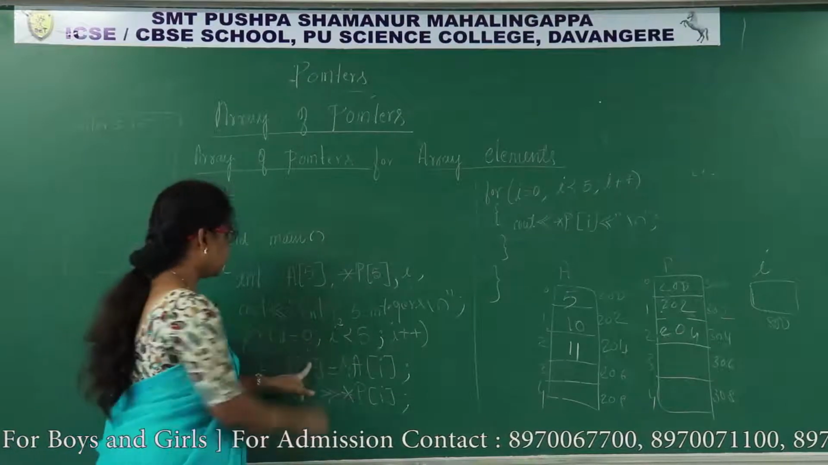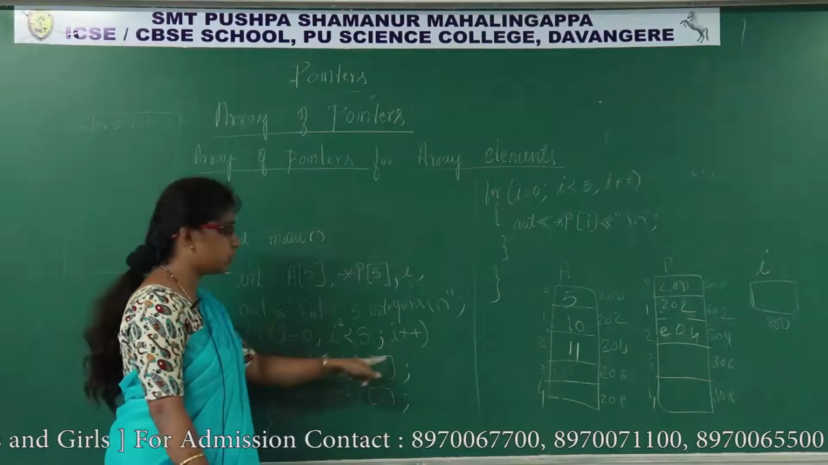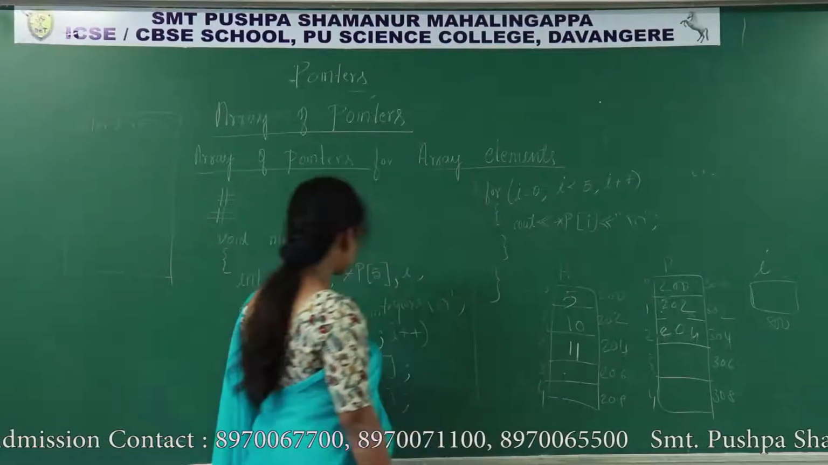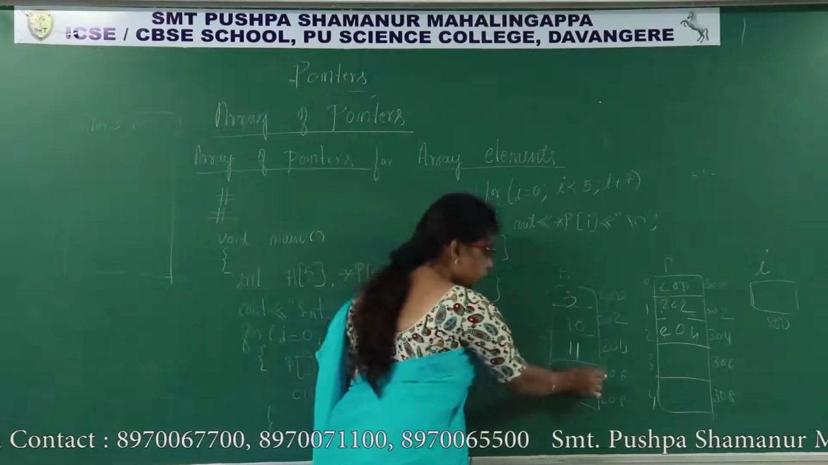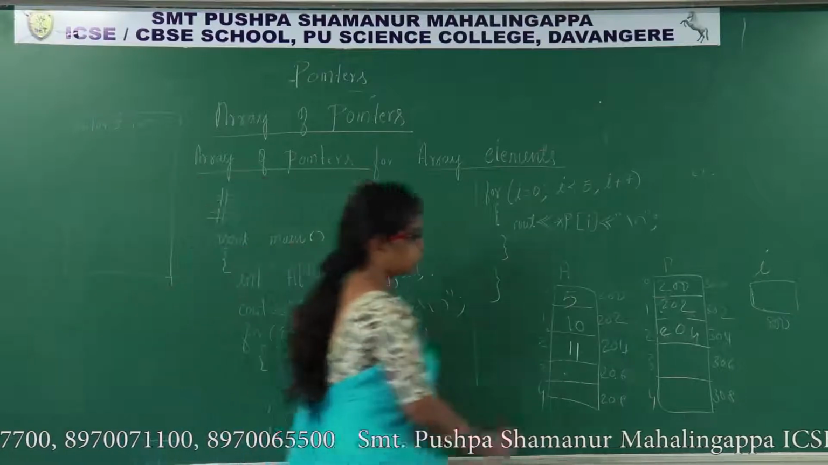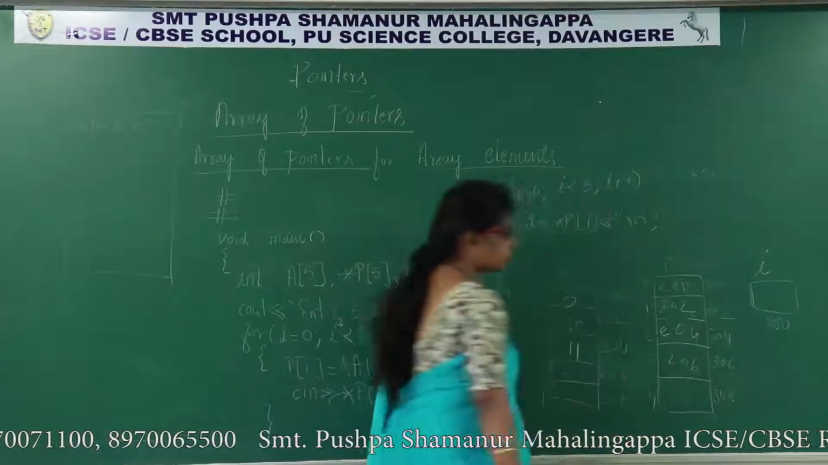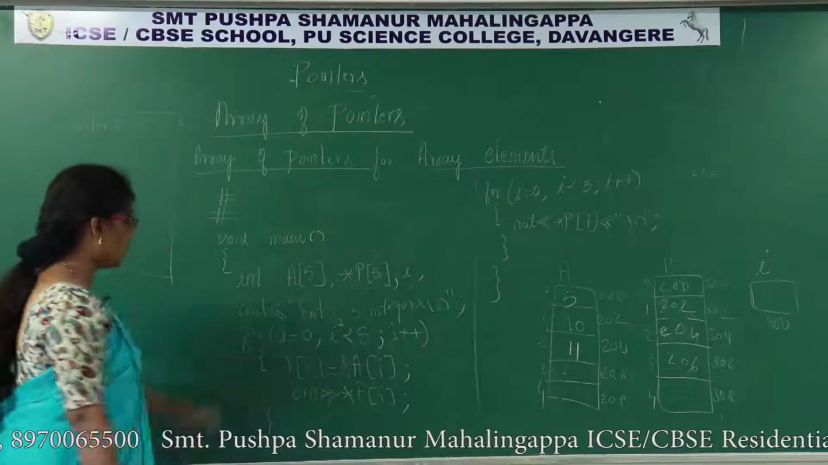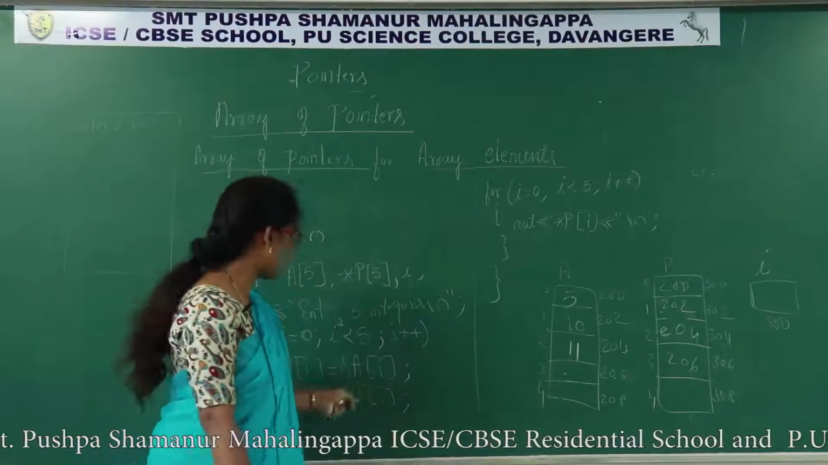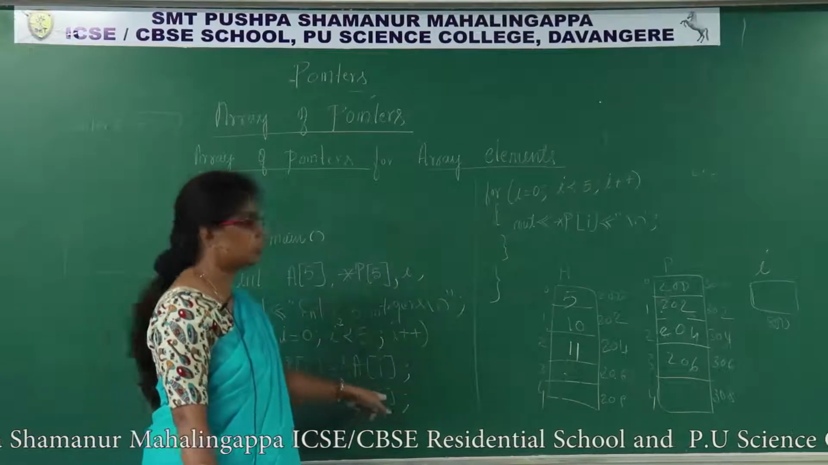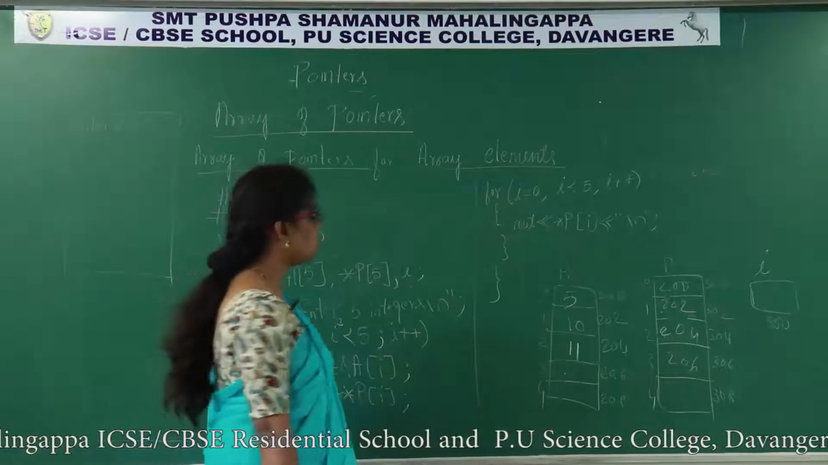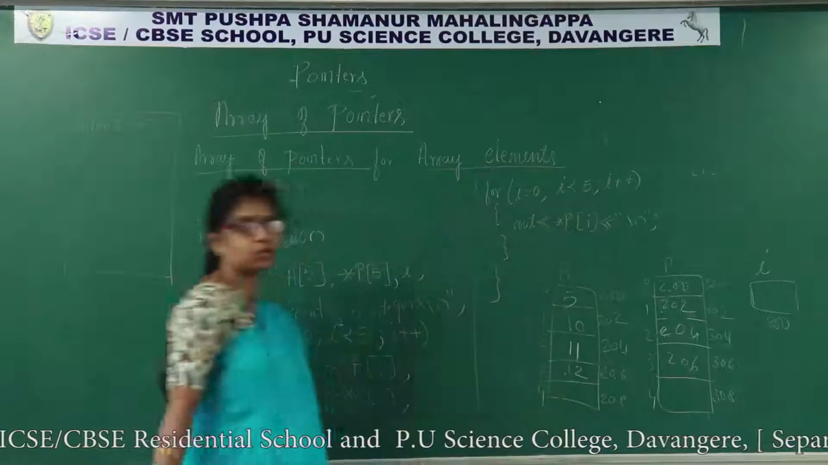P of 3 is equal to ampersand A of 3. A of 3 means this location, ampersand, address of this location 206. 206 will be stored in P of 3. Here 206. Now the next instruction, cin is there. So it extracts a value from the keyboard and stores it into P of I. What is there in I? 3. P of 3, 206, star 206. This location, I will take a value like this.